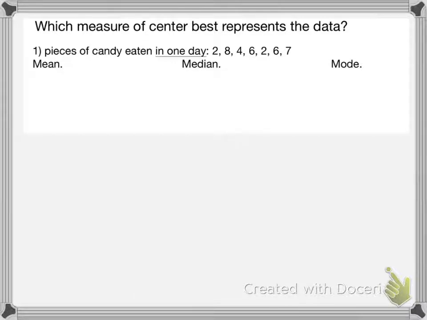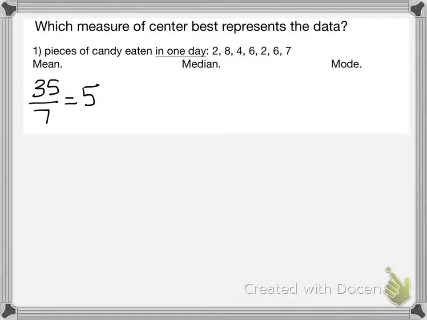So we have 2, 8, 4, 6, 2, 6, and 7. So let's first find the mean. We're going to add up all those numbers and then divide by the number of numbers, which is 7. So let's find the sum quick. And when we add up all those numbers, the sum is 35. And there are 7 numbers there, so we're going to divide by 7. So the mean here is 5.